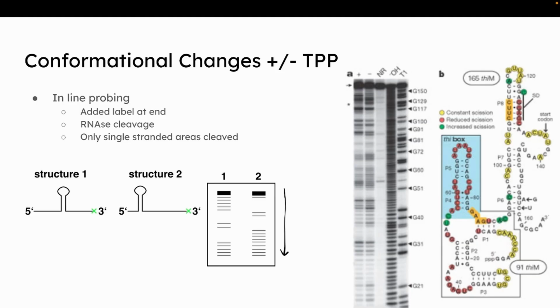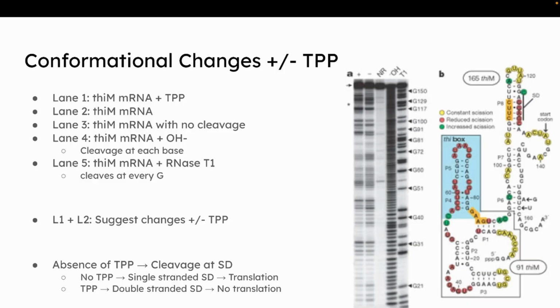And they ran 5 lanes, and we can see the results here. In lane 1, they pretty much just added the mRNA and TPP, and in the second lane, they didn't add TPP. So this is just seeing, okay, once we add TPP, what changes to the structure? Is there any difference? And I'll go over the results in a bit. Lane 3 was you just added mRNA without any cleavage, right? Kind of acts as a sort of negative control, making sure that the RNA does in fact exist, and yep, you see the.